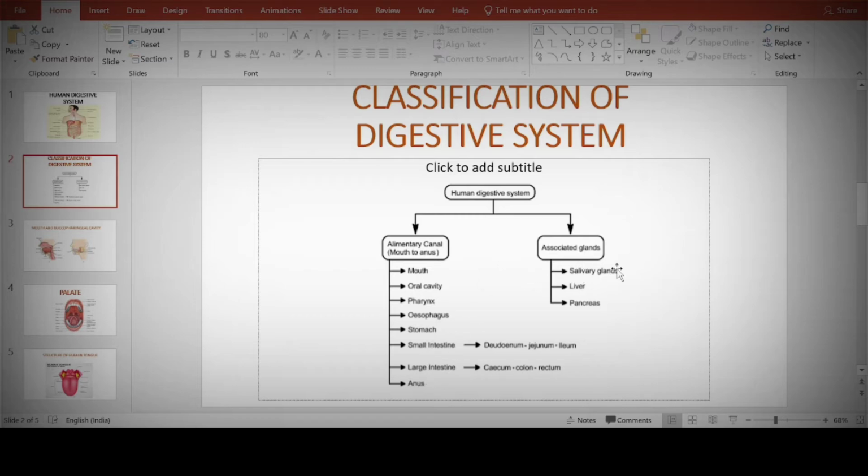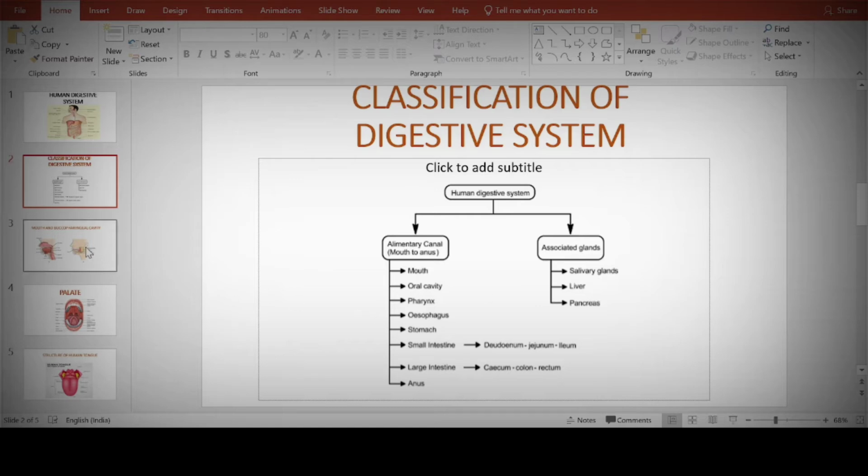Okay, and we have further some associated glands. You can say salivary glands, and it is very important. Why it is very important, we will get to know in a later part of this video. Liver, pancreas. So these three associated glands are also very important, and they play a vital role in facilitating the easy carrying out of digestion.